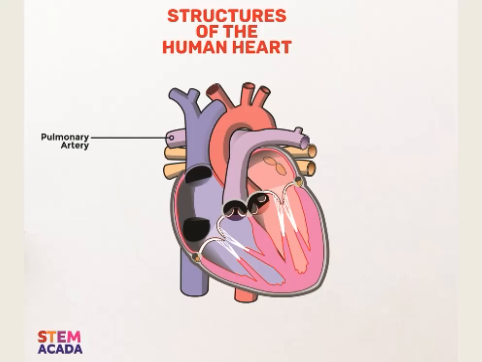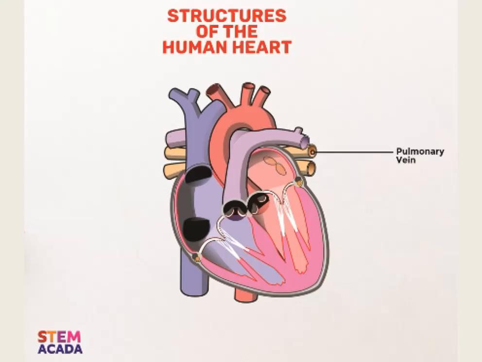Next is the pulmonary artery. The pulmonary artery is a large blood vessel that carries oxygen-poor blood from the right ventricle of the heart to the lungs, where the blood picks up oxygen and gets rid of carbon dioxide.